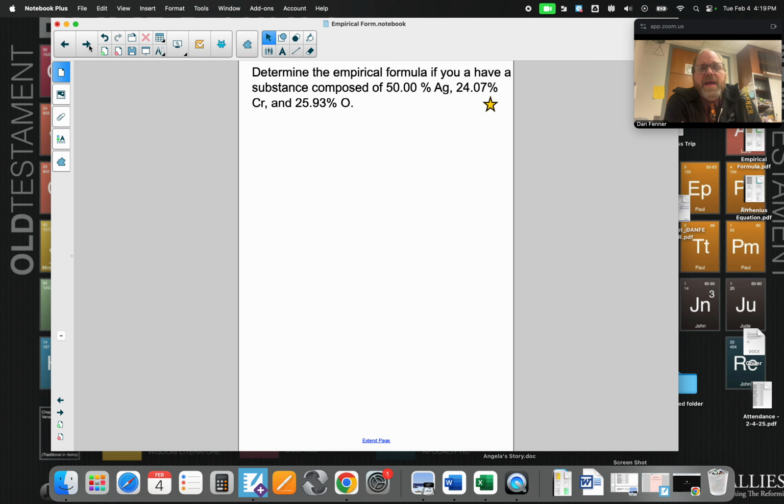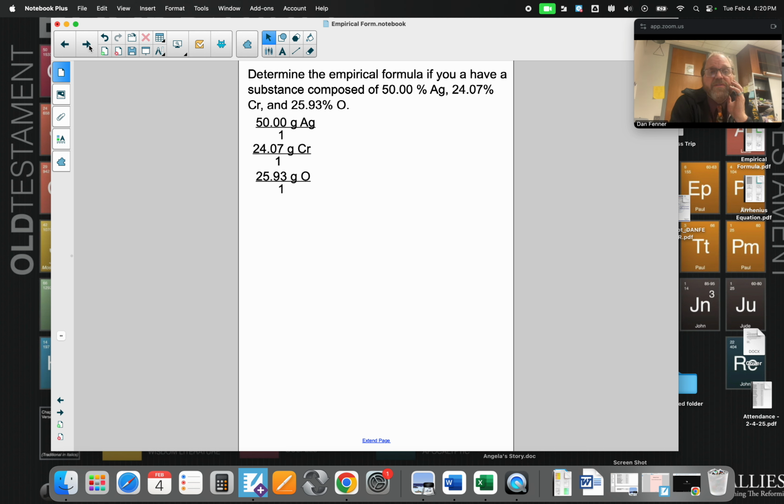Let's try another one. Identify the empirical formula if you have a substance composed of 50.00% silver, 24.07% chromium, and 25.93% oxygen. Again, we're going to convert to grams. So we have 50.00 grams of silver, 24.07 grams of chromium, and 25.93 grams of oxygen. We do that assuming we have 100 grams of sample. Now convert these all to moles. We look at the periodic chart to find the grams for silver, chromium, and oxygen.